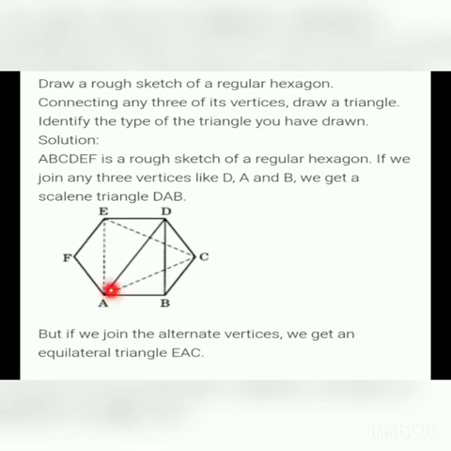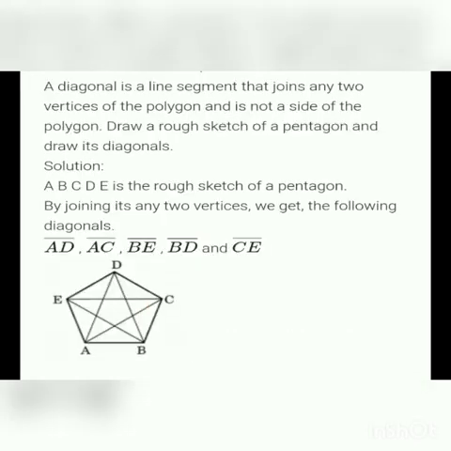Then here, we are joining alternate vertices, isn't it? So this will be what? An equilateral triangle. Next, a diagonal is a line segment that joins any 2 vertices of the polygon and is not a side of the polygon. So what does diagonal mean? Considering this figure, joining A to E we'll say it's a side, isn't it? When we join AD, it is a diagonal. Again AC is also a diagonal. So other than its sides, when we join any 2 other vertices, then it is called a diagonal.